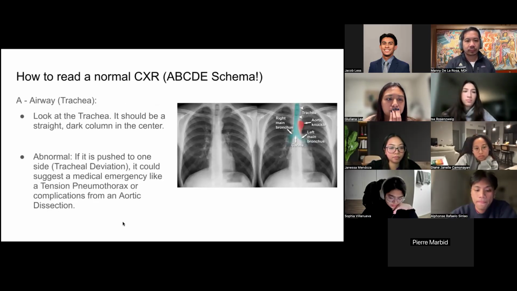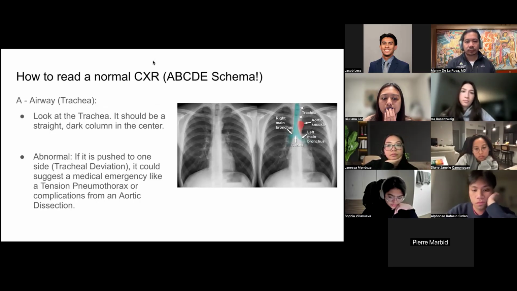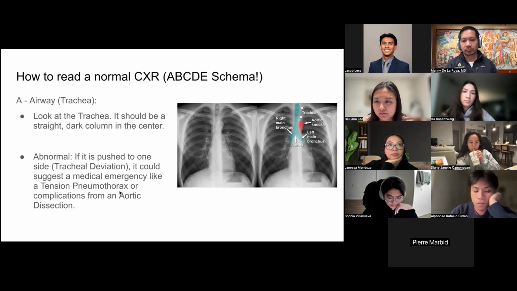Yes, and please look in the chat for Kuya Manny's high yield tips as he annotates and provides his expertise as a clinician educator, academic hospitalist. So one other common indication is looking at line and tube placement, looking at central lines, ET tubes, NG tubes.